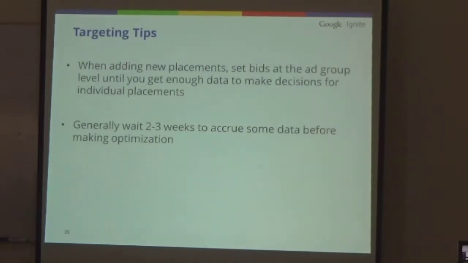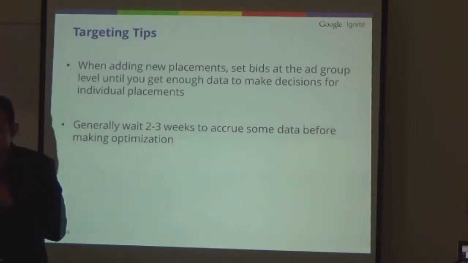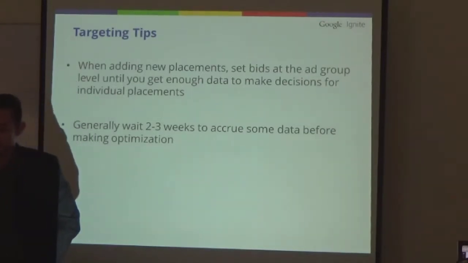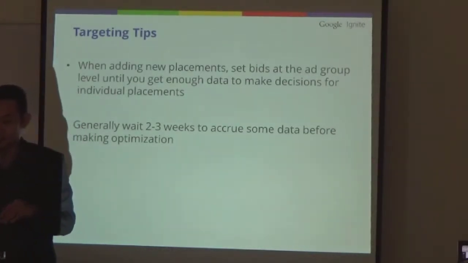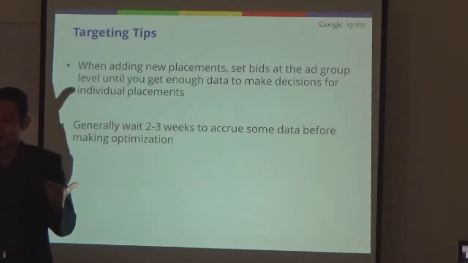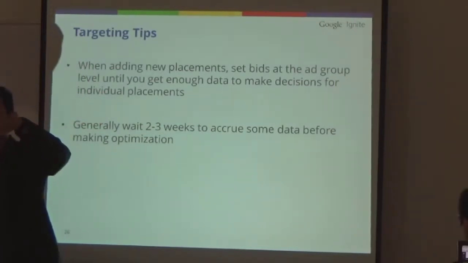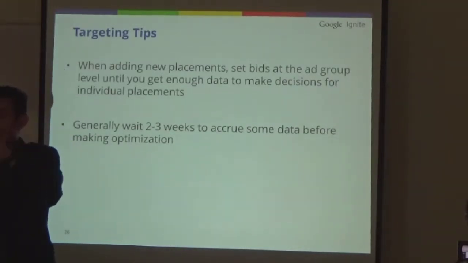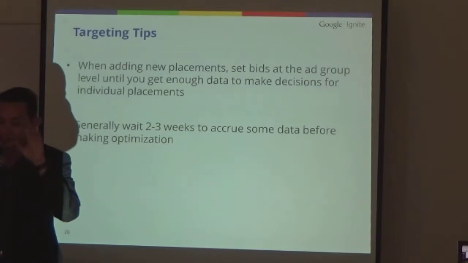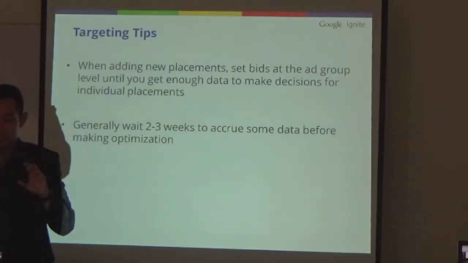Now a couple of tips here. When you add new placements, you have to set bids at the ad group level, similarly to search, but this is on placement targeting. Set bids at the ad group level until you get enough data to make decisions for individual placements. What it means is this: you set an entry bid for a site that you want to target and put your ads there. As it matures and you get more data, you filter off which is relevant and which is not. Then you will individually look at the specific placements that you can target as well.